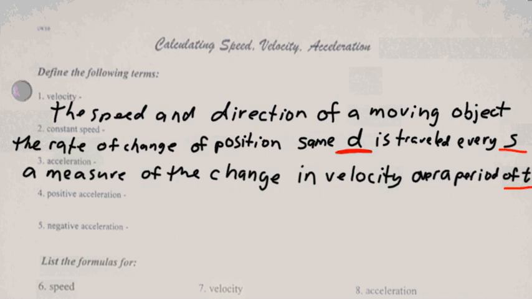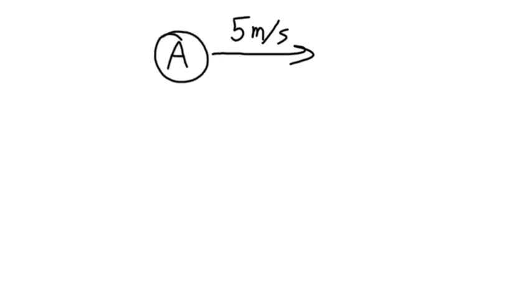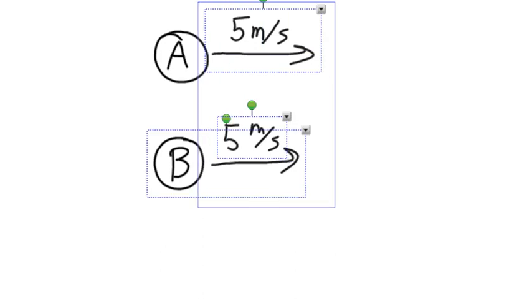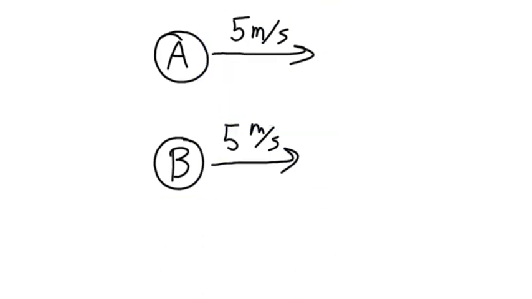With positive and negative acceleration, think of it like this. If I have an object, let's call it object A. Object A is going forward with a velocity of 5 meters per second. Object B is also going forward with the same velocity, 5 meters per second. In this example, both objects are going to the right, which is a positive direction. I'm going to represent velocity with a black line, and I'm going to represent forces applied with a red line.